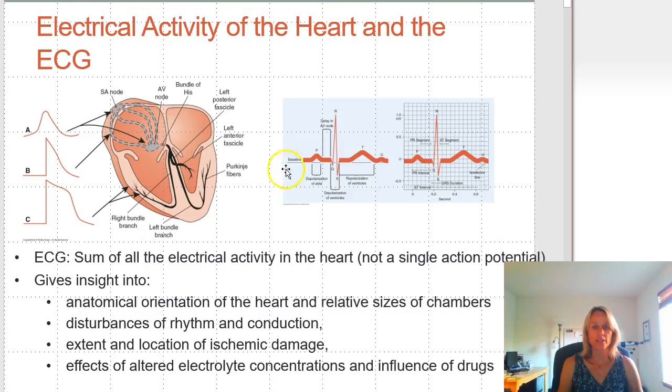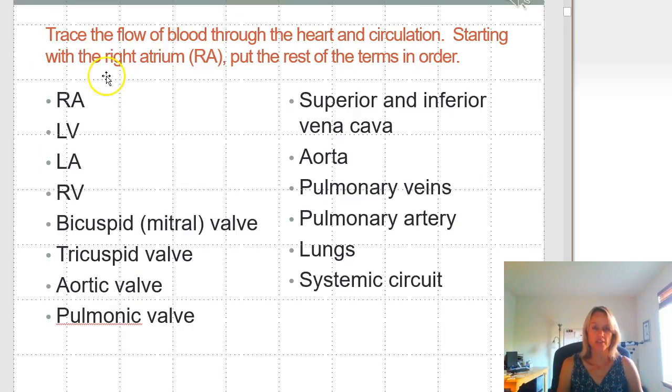The normal EKG, you should know what each of these waves represent. And you should know how the wave of depolarization spreads from the SA node throughout the heart. Here's a chance for you to trace the flow of blood through the heart and circulation. Make sure you can put these terms in order.